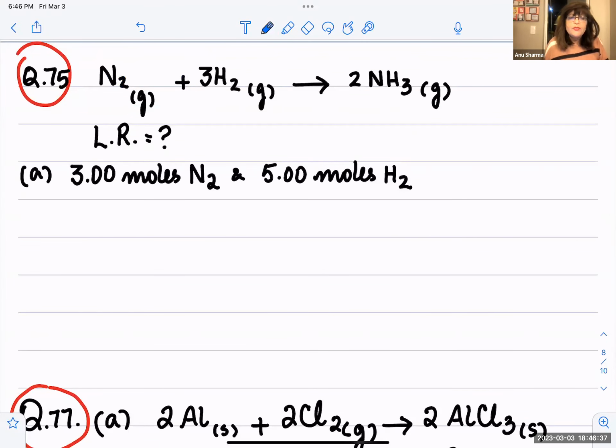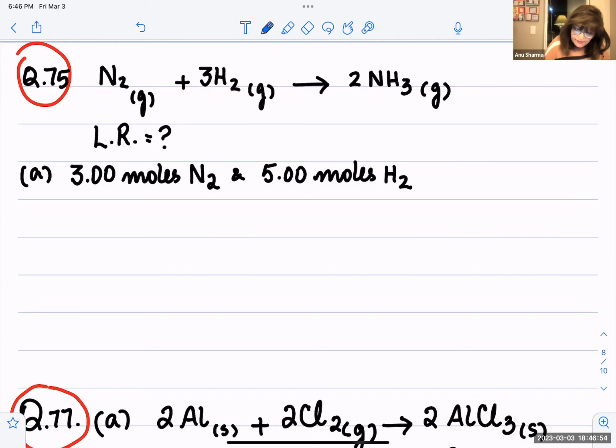All right, so here we have a reaction given to us: nitrogen plus 3 moles of hydrogen, 1 mole of nitrogen reacting to produce 2 moles of ammonia. Okay, so one question is: find the limiting reactant.